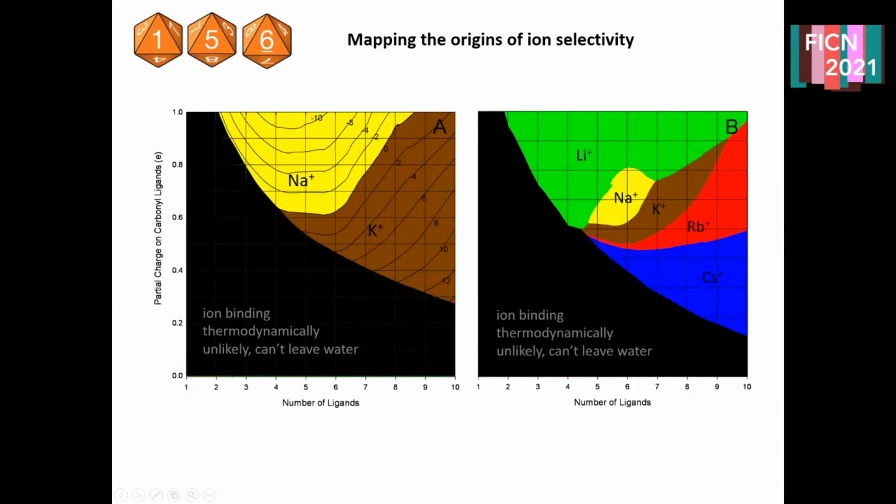We don't have to just look at sodium and potassium. So here I'm showing that whole range of monovalent alkali cations, and you can see that there's different regions of chemical space that favor different ion types. And this essentially recaptures the kind of selectivity sequences that Eisenman predicted 60 odd years ago.